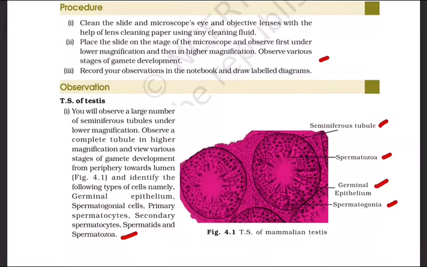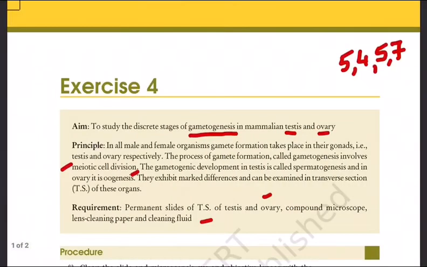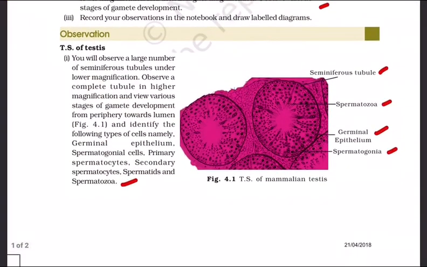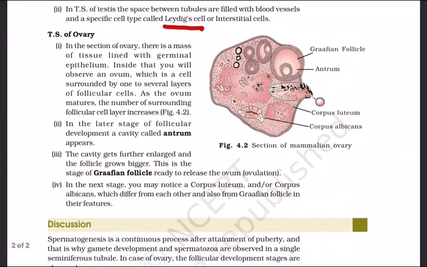Of course, you can observe it also. Under the microscope, high power, you can observe. So whatever you observe, you write. Okay, then going ahead with the next one, in Ts of testis, the space between tubules is filled with blood vessels and a specific cell type called Leydig cells or interstitial cells.